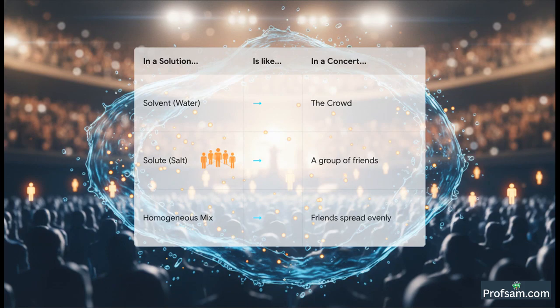The solvent, in our case, the water, that's like the entire massive crowd at the concert. And the solute, the salt, that's like your small group of friends trying to get in. Now, when your friends enter that huge crowd, they don't all just stand together in one clump, do they?